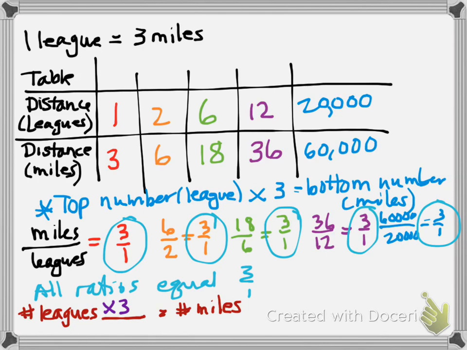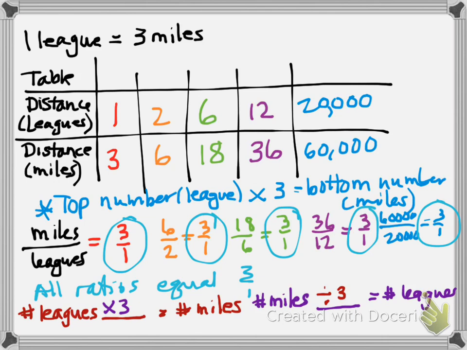Okay, so let's turn this around. What if we have the number of miles, and we want to figure out the number of leagues? Say it again, Jonah. Divide by 3. Yeah, we're going to divide by 3. Okay? All right, so in this particular problem, anytime we had any number of leagues, we could multiply it by 3 to get to the number of miles. And on that one weird one where they had given us the miles, we could divide by 3 to get to the number of leagues.